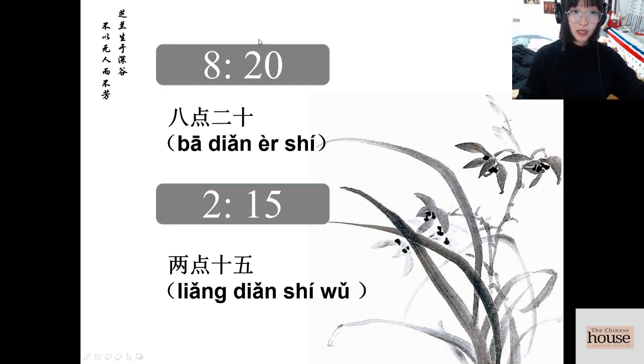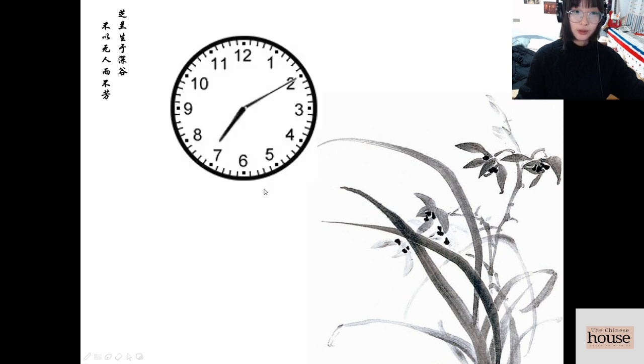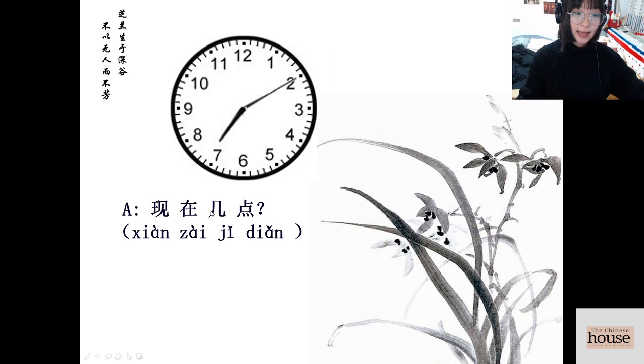8点20. 8点20. 2点15. 2点15. What time is this? 现在几点? What time is it now? 现在几点?